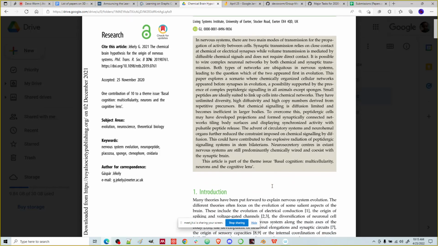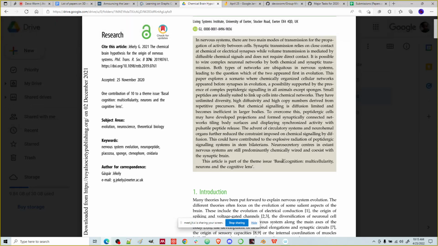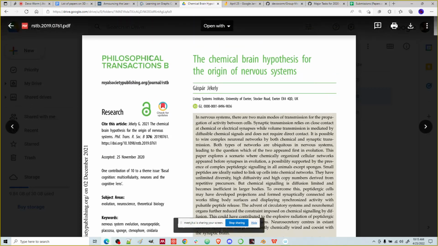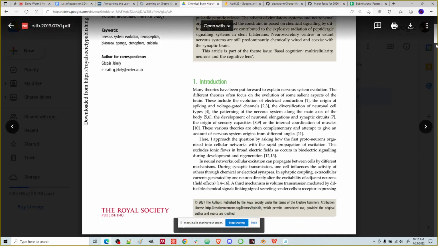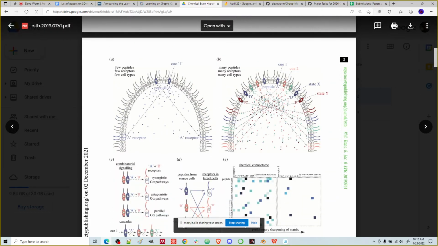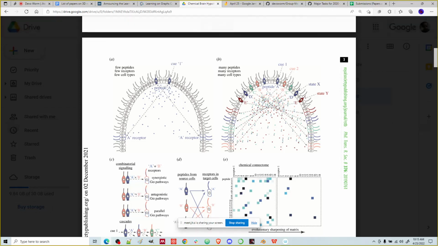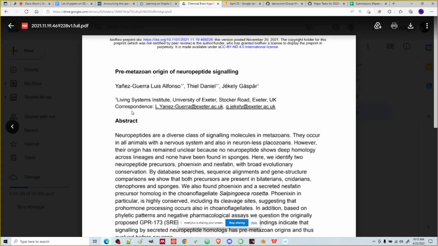But they go through, so this is from this special issue on basal cognition that they had in Philosophical Transactions B. This is a nice paper on the origins of the brain, and it goes through a lot of these things and how these peptidergic networks might work, and it's very different from the networks we just talked about, or your typical neural network. So that's something worth looking at.